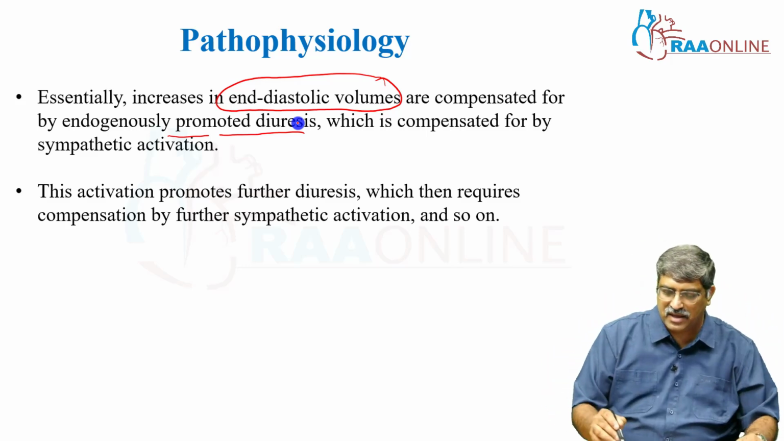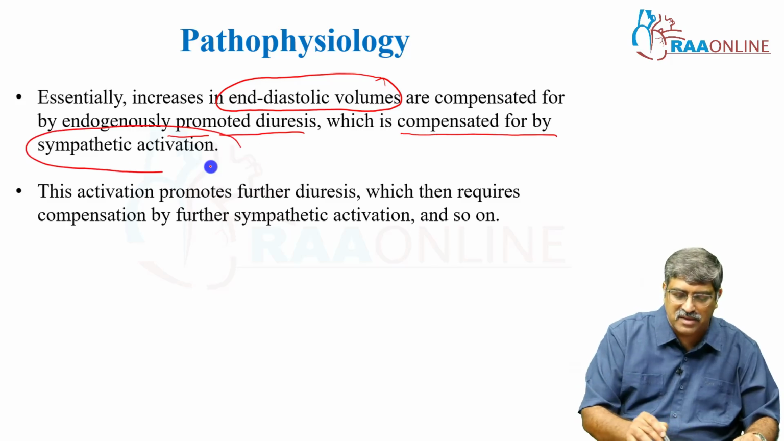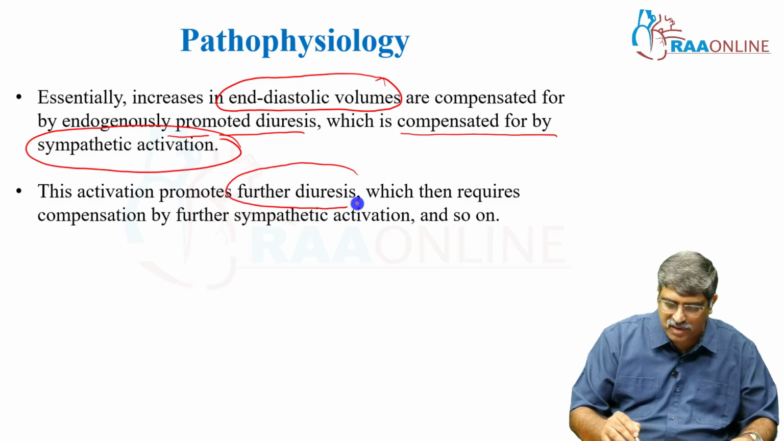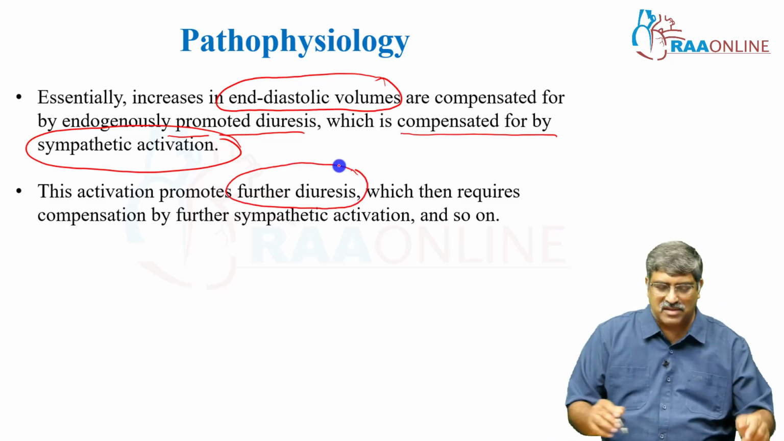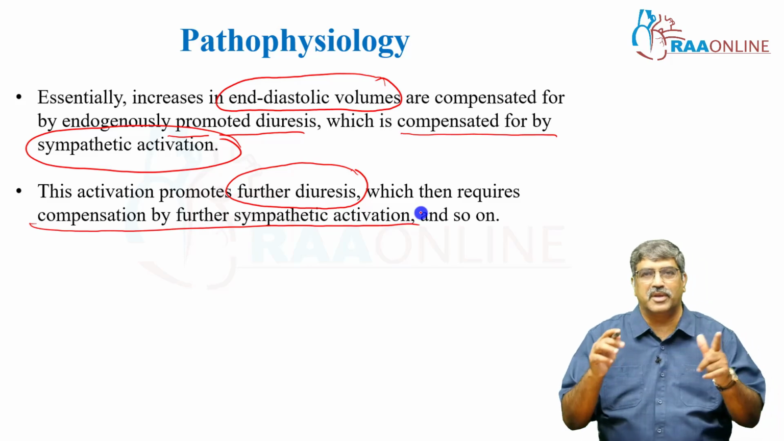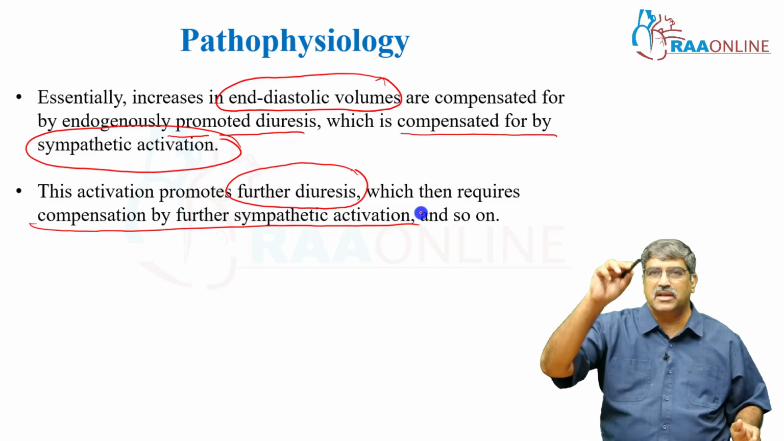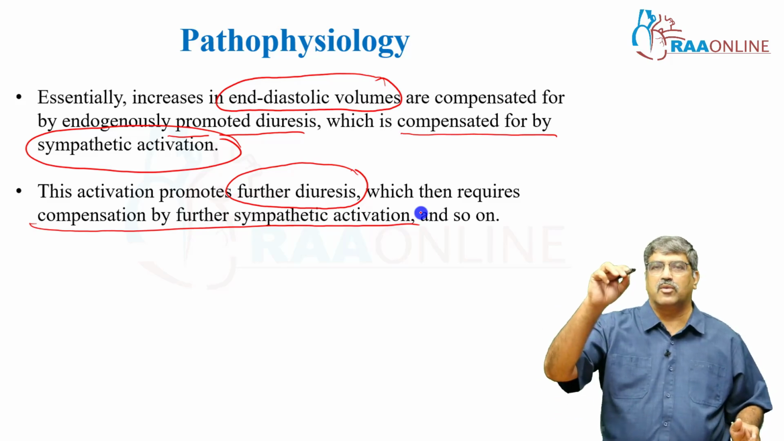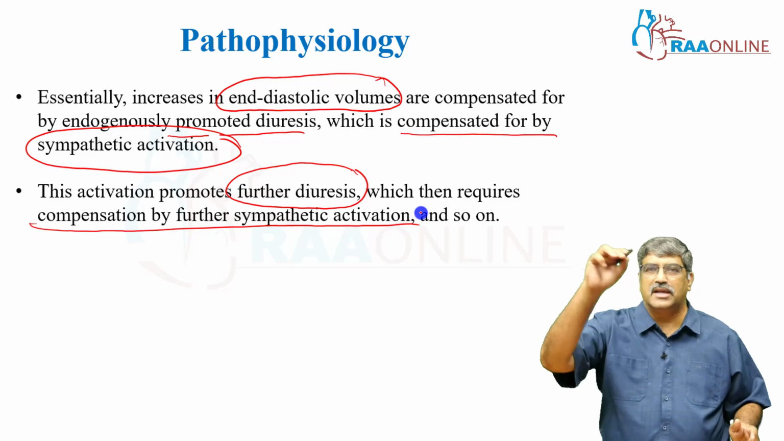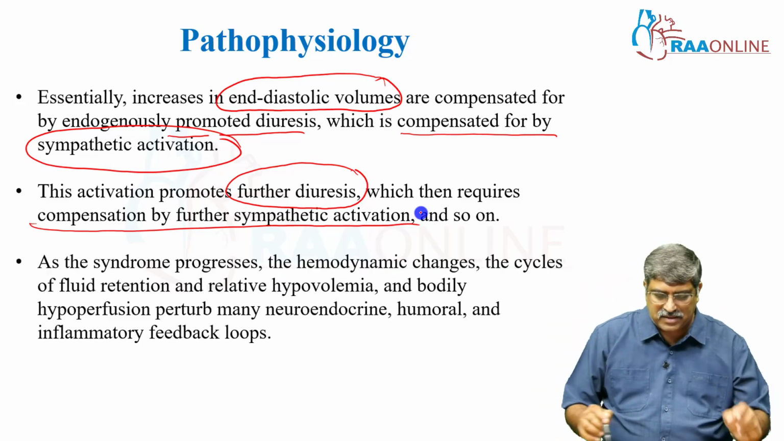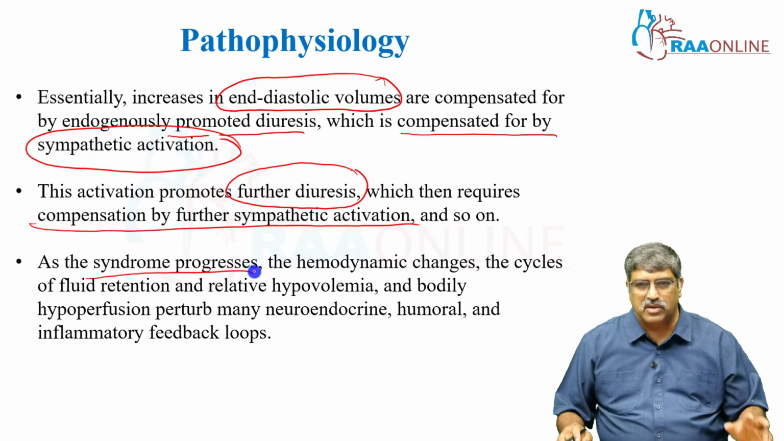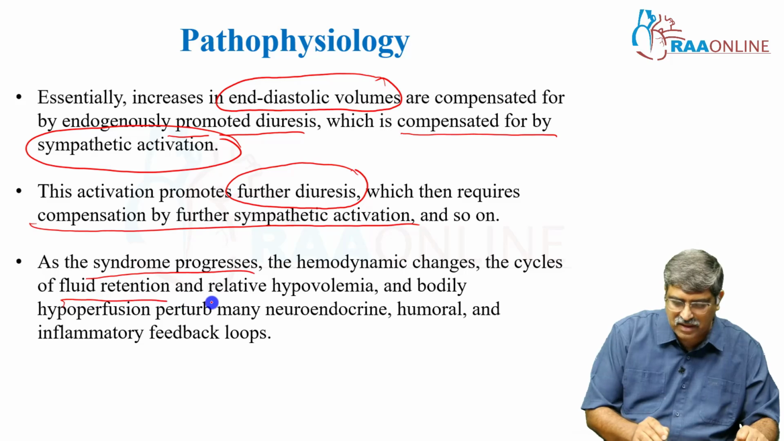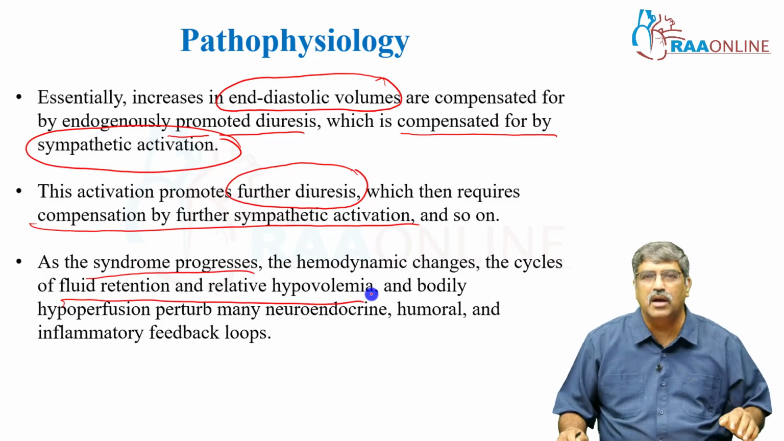As the diuresis increases, it is compensated by sympathetic stimulation. And this sympathetic stimulation promotes further diuresis, which requires further compensation by further sympathetic activation. So, the cycle happens. There is hypervolemia, diuresis, hypovolemia, sympathetic stimulation, again salt and water retention, hypervolemia. So, a cycle is formed. As a syndrome, as the heart failure progresses, the hemodynamic changes, that is the cycle of fluid retention and later hypovolemia.